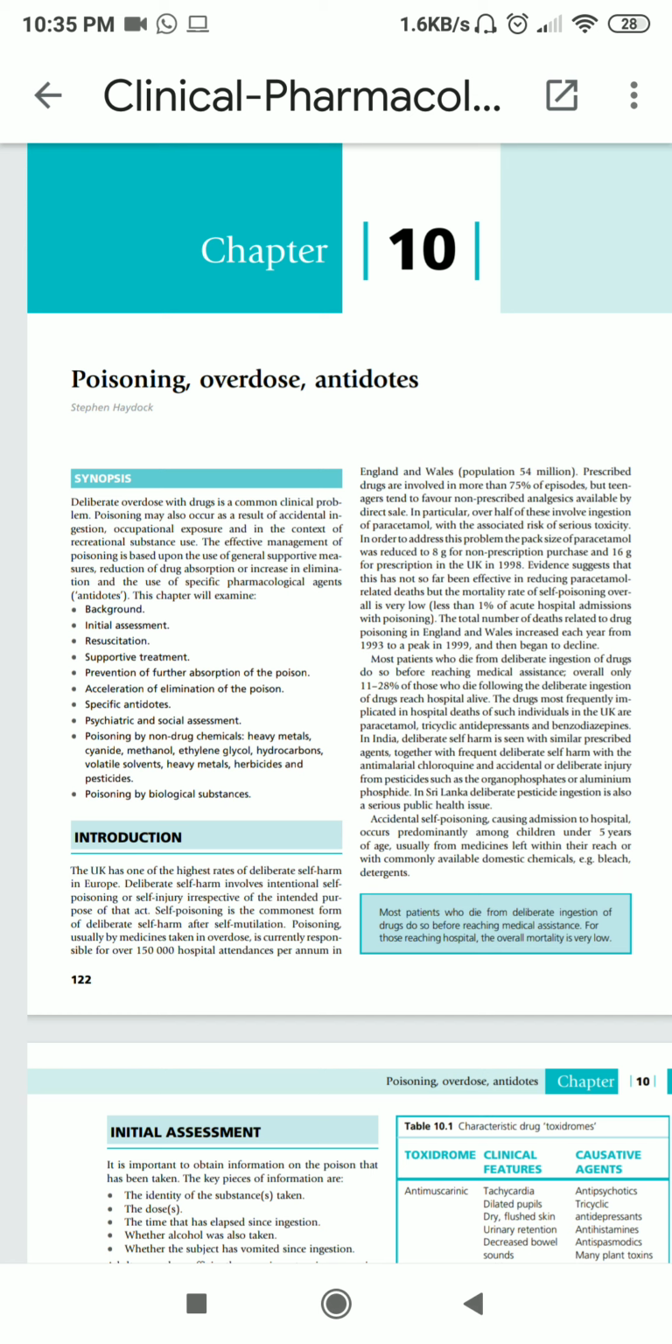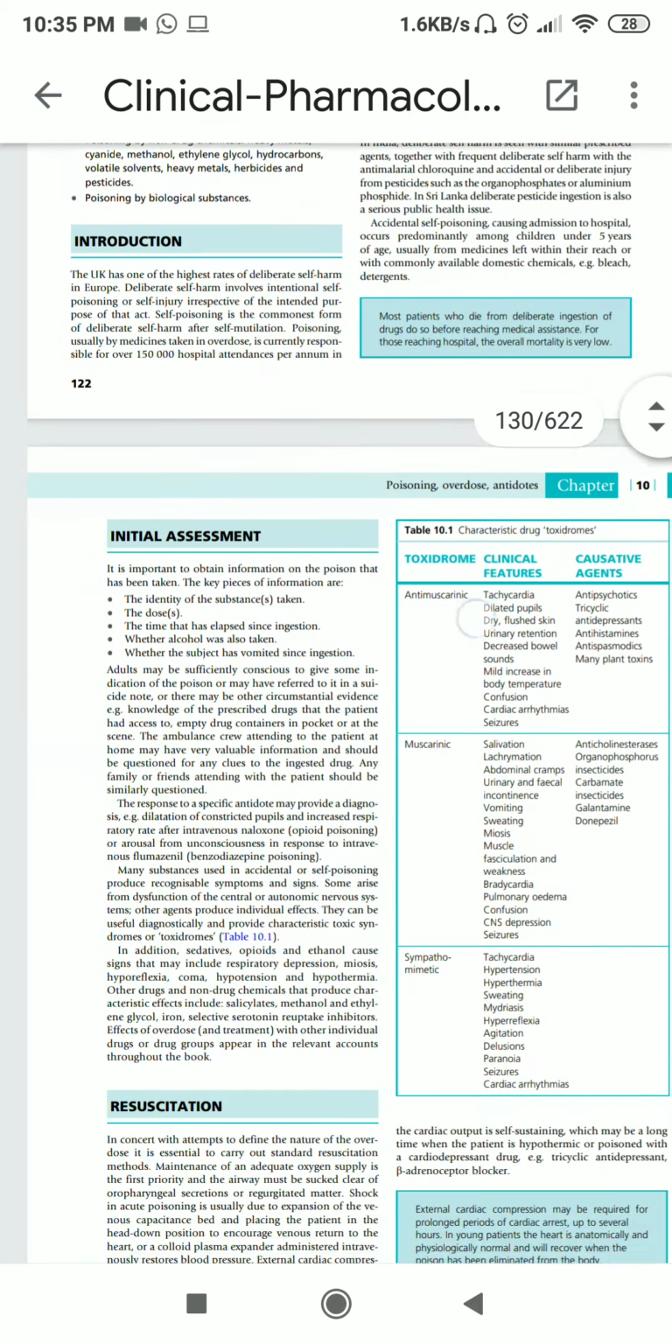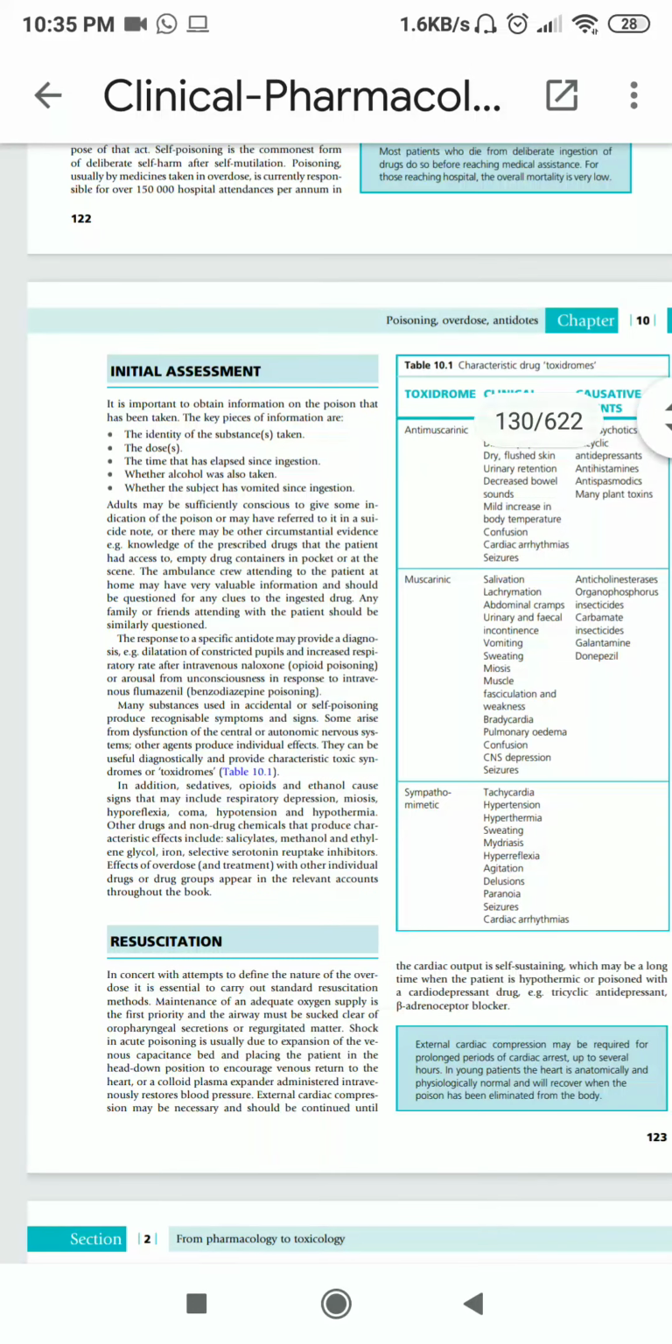So poisoning, we are going to see in this chapter what the symptoms of poisonings are, and then how a specific poison is treated, and also how the poison should be eliminated from the person's body. So let us see them one by one.